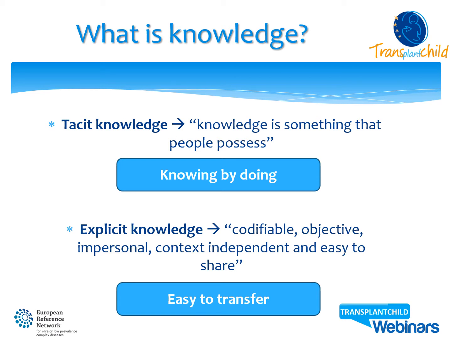The first one is the tacit knowledge, which states that knowledge is something that people possess derived from an intellectual process, knowing by doing. In other words, knowing by experience. The second type is the explicit knowledge. This type of knowledge can be codified, has a specific objective, it's impersonal, context independent, and it is very easy to transfer.